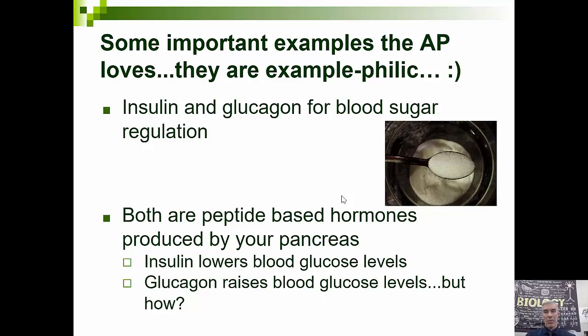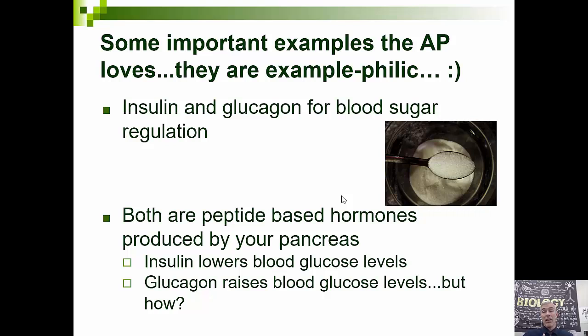Okay, so now that we've gone through all the different parts of cell communication, let's talk about some examples that they really like to talk about. One of them is insulin and glucagon, and they're antagonist hormones, meaning they kind of contradict each other. They do opposite things for blood sugar regulation. They're both protein and peptide-based hormones that are produced by your pancreas. They do flow through your bloodstream and bind to cell receptors on the surface of cells because they are peptides. They're not steroids, which can cross the membrane easily.